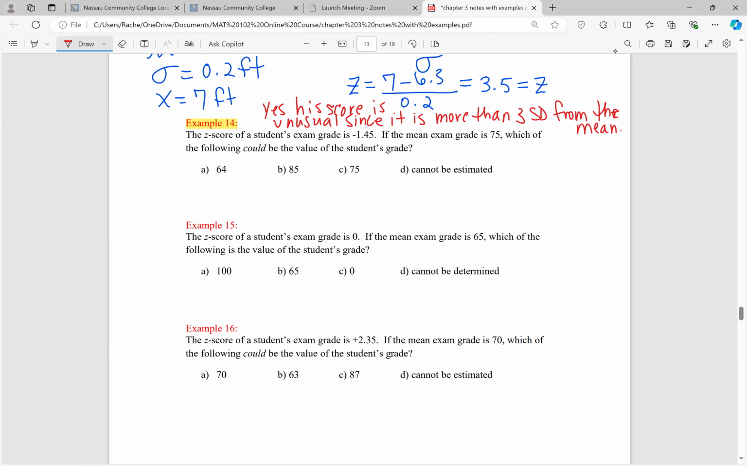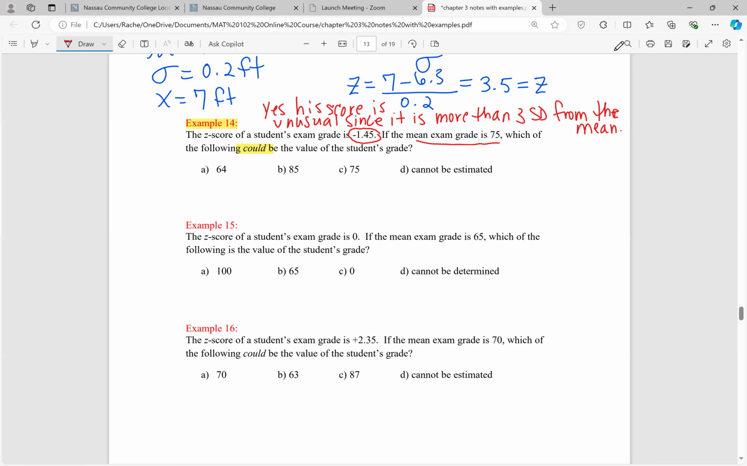So if I go on to tell you that the mean exam grade is a 75, which of the following, and here's the key word, could be the value of the student's grade? Now, we're missing the standard deviation. So that's why we can't calculate the actual value of the student's grade. But based on the fact that the mean is a 75 and your z-score was negative, which puts you below the mean, we can tell which could be the value of your grade.